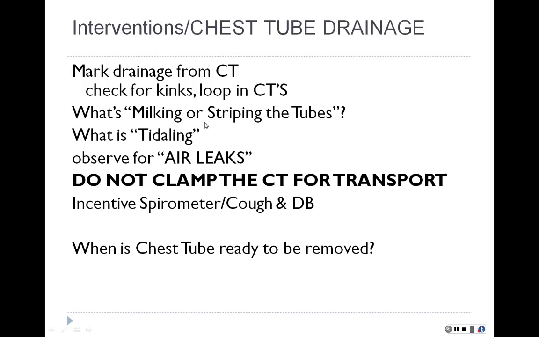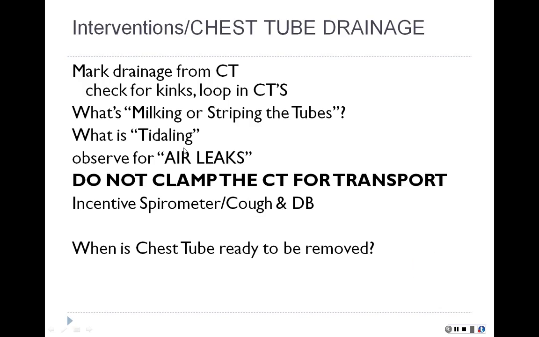The tidaling: when you're looking at the system, the Pleurovac has three separate places. The first column comes from the patient and has the fluid or air in it. The second column is the suction chamber. And the third column is the water seal. It shows you how much water to put in it and how to do it, and the instructions are right on it. You can't mess it up. If you tried, you couldn't.